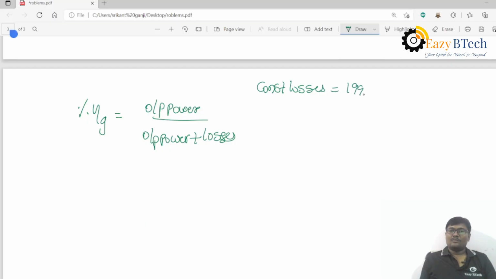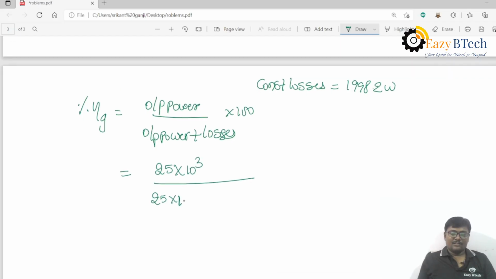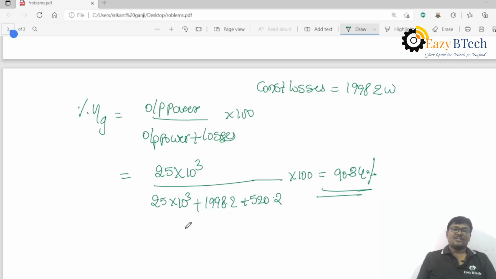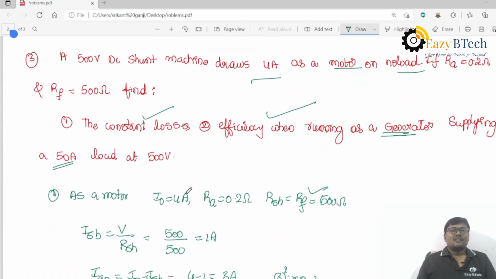That should be equal to 1998.2 watts. Substitute here 25 into 10 to the power of 3 divided by 25 into 10 to the power of 3 plus 1998.2 plus 520.2, into 100, is equal to 90.84 percentage. This is the efficiency of the generator. Okay, so these model problems are important from a university point of view.